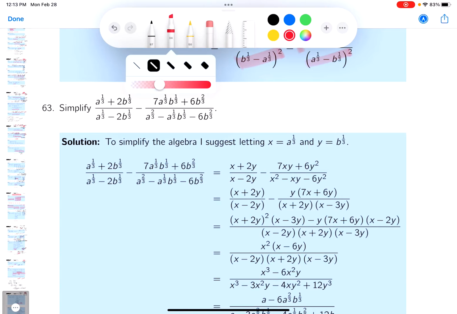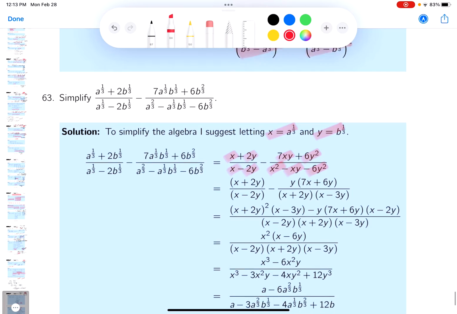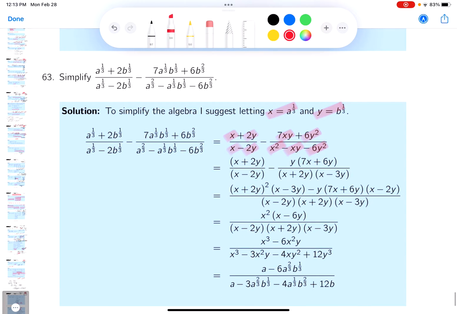Again, we're on the last problem, and I want to point out I'm making another substitution similar to the last one we've done over there. So writing that down, really not that bad: x, 2y, x minus 2y, 7xy, 6y squared, x squared minus xy minus 6y squared. It's a simple substitution. The next thing I would do is basically factor the denominators.